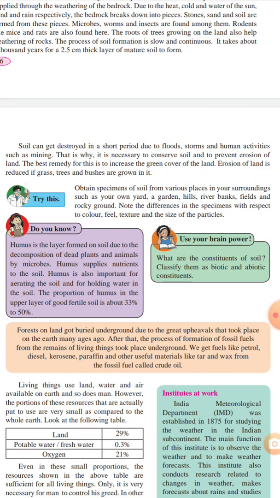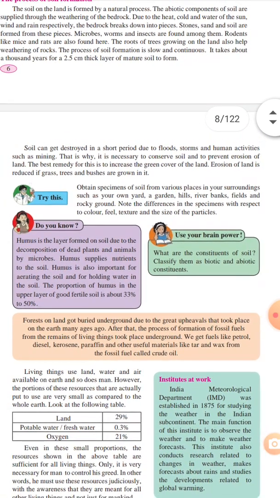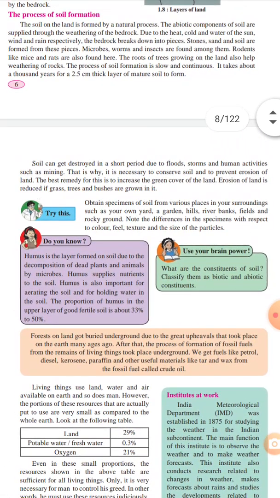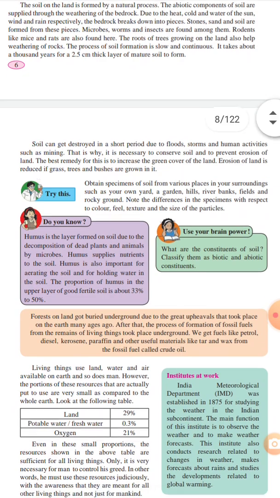The best remedy for this is to increase the green cover of the land. So plant a large number of plants. Erosion of land is reduced if grass, trees and bushes are grown in it.